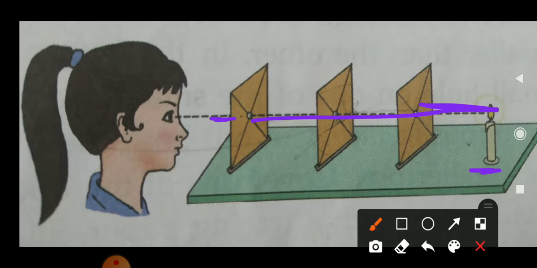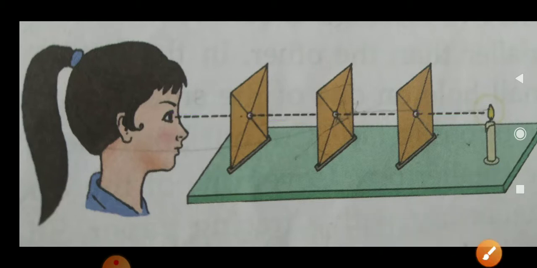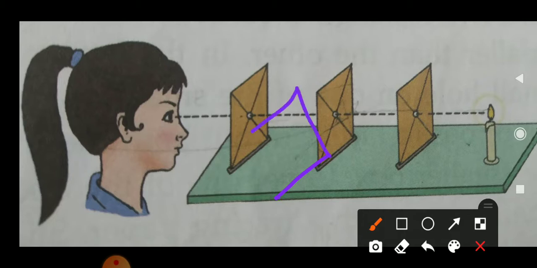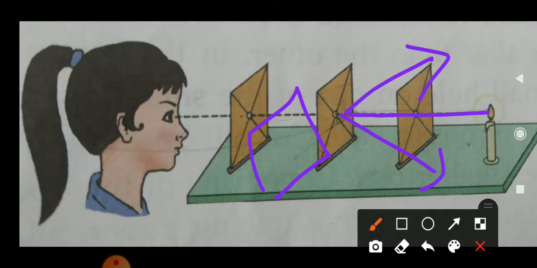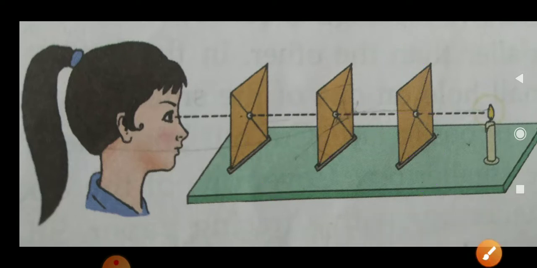Yeah, obviously, because light travels in a straight line, it will pass through these holes and come to your eye and you will be able to see it. Now what you have to do, you have to displace any of the cards. When you displace this card, suppose now the position of the card is here, then what will happen? The light will pass through the first one, but in the second one, because the hole is not in the path of the light, this light will reflect in some other direction and will not reach your eye, and you will not be able to see the candle, right?